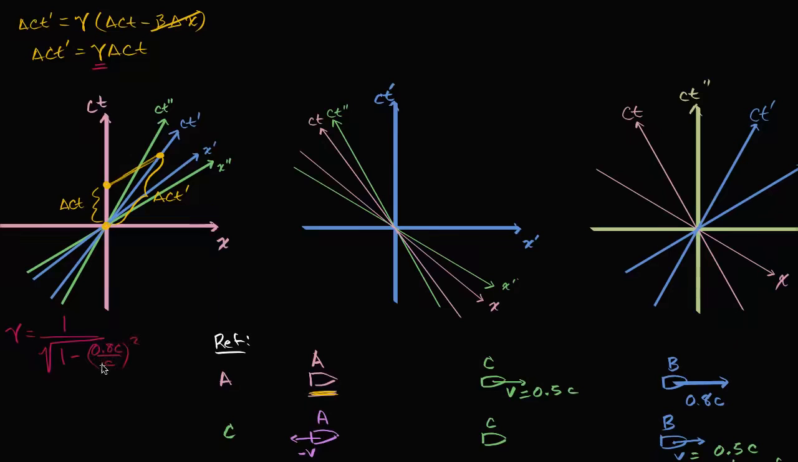Well, what is this going to simplify to? The c's cancel out. 0.8 squared is 0.64. 1 minus that is 0.36. And then you take the square root of that. This is going to be 1 over 0.6, which is equal to 1 over 6/10, which is the same thing as 10 over 6, which is equal to 5 thirds, which is equal to 1 2/3. So you can see our change in CT prime is going to be 1 2/3 times the change in CT.